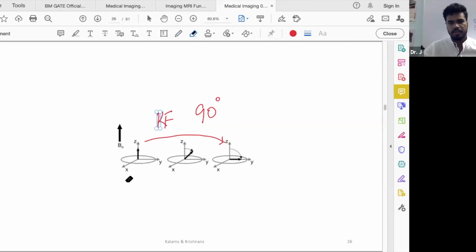Now, some other student, in what way would they do that? Will they just tilt towards the z-axis again? What is the trajectory that the tip of this vector would take? Any guesses?